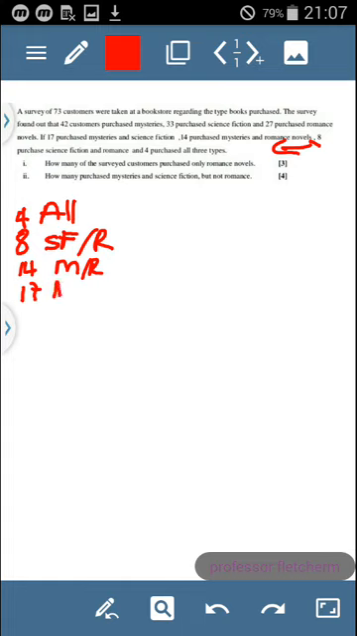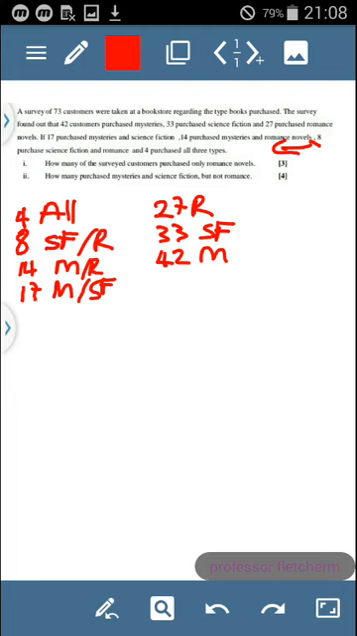This was 17 mystery and sci-fi, and then 27 romance, sorry, I said 28, it's 27 romance, 33 science fiction, 42 purchased mysteries, and all in all there were 73 customers that were surveyed.